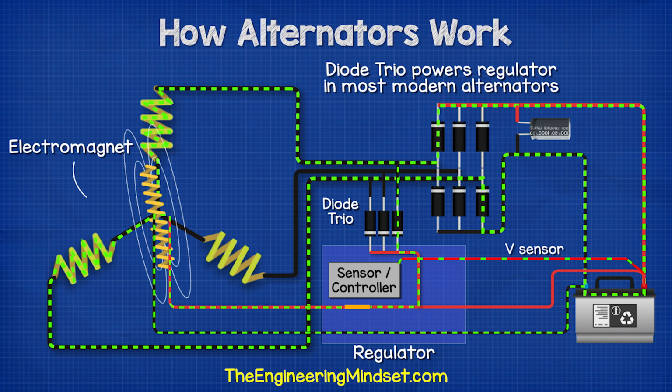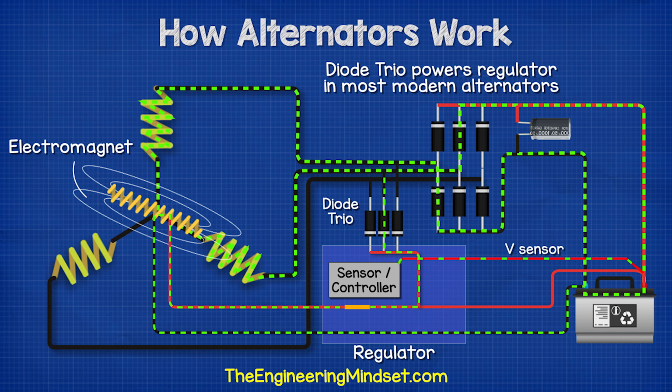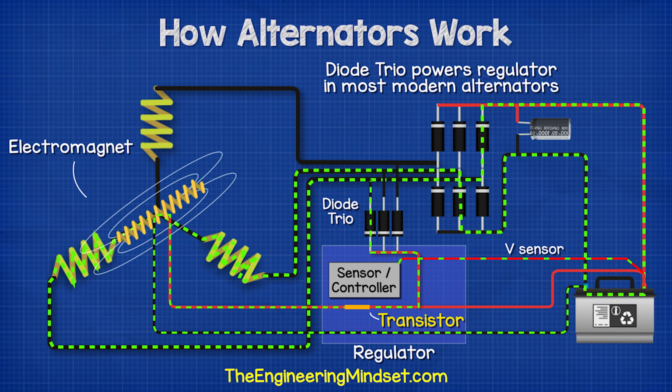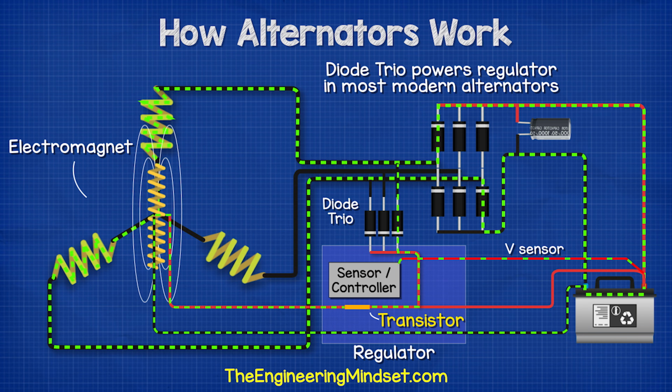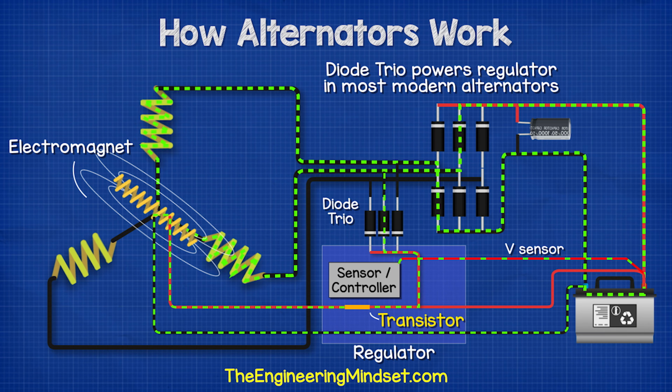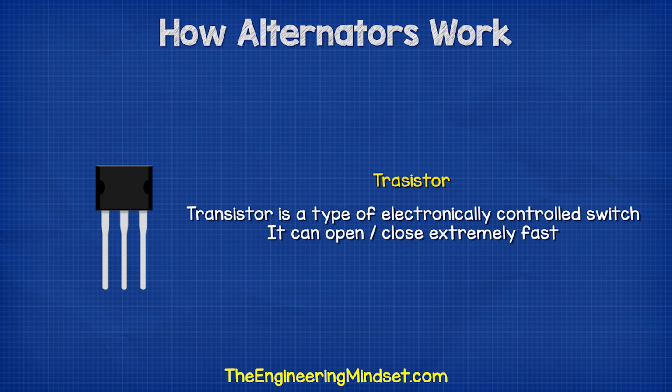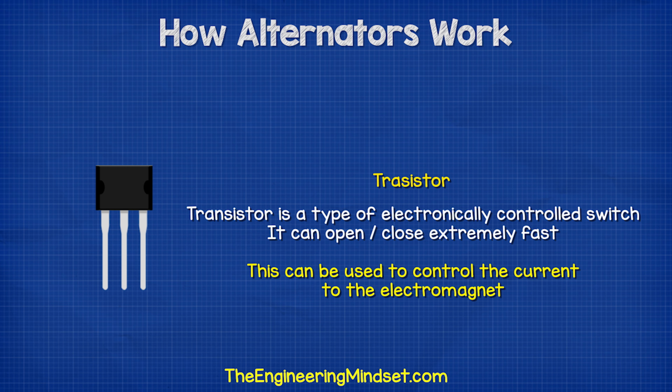On the power supply of the electromagnet within the regulator, we find a component known as a transistor. The voltage sensor is also connected to the regulator. The transistor is a type of electronic switch, which can be turned on and off thousands of times per second by a controller. This can be used to control the amount of current flowing.